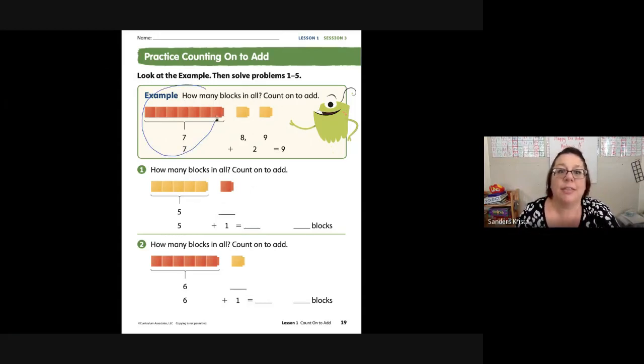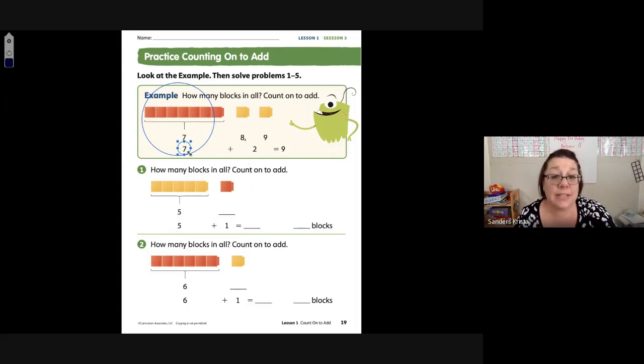Remember that the first number, if we have an equation that says 7 plus 2, we know that 7 is a greater number than 2. So we'll start with 7 and then we'll count on. 7, 8, 9. So the new total is 9. Okay? Number 1. How many blocks in all?